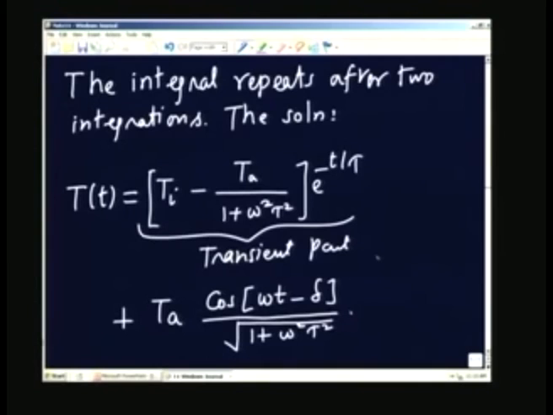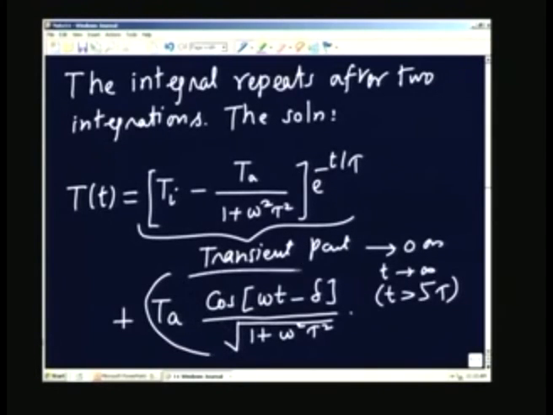So, again the transient part tends to 0 as t tends to infinity, which means t greater than about 5 tau, let us say. So, what will happen is, as the time becomes larger and larger, the response is given by the second part. This is called the steady state response.